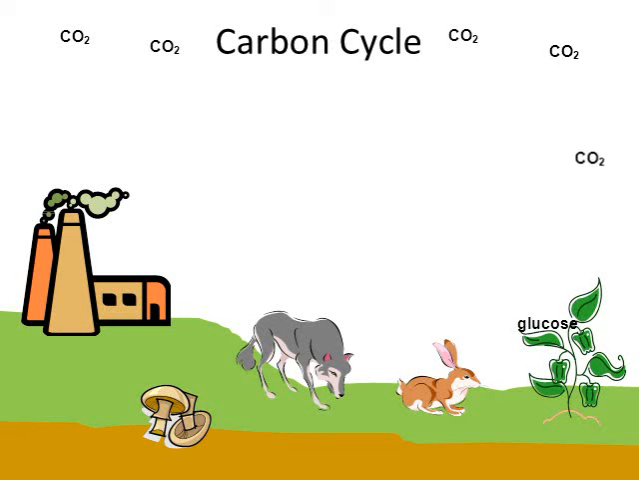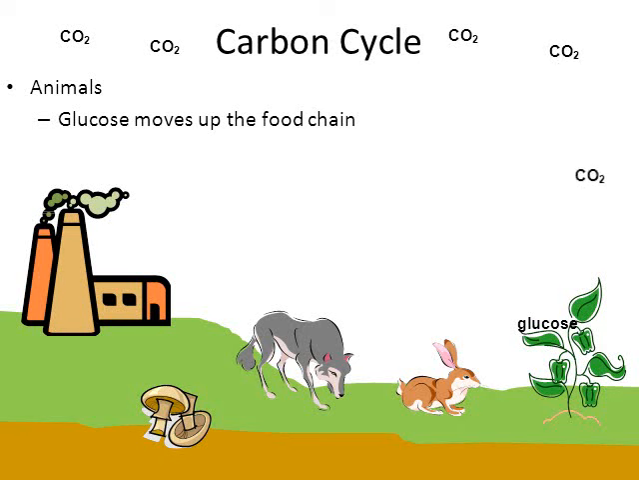And now that the plant has made carbon, the carbon simply moves up the food chain. The plant has made carbon in the form of glucose, and the glucose simply moves up the food chain. In the animation, glucose is going to the rabbit because the rabbit's eating the plant. Glucose is going to the wolf because the wolf is eating the rabbit. Glucose simply moves up the food chain.